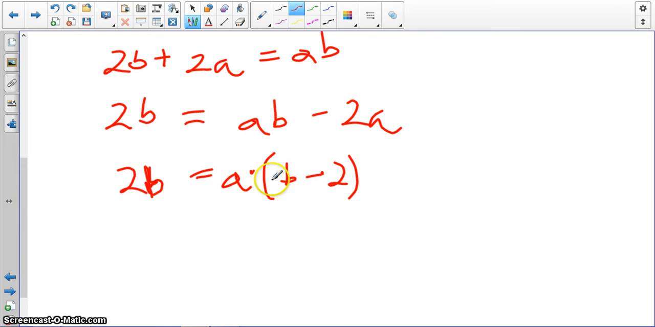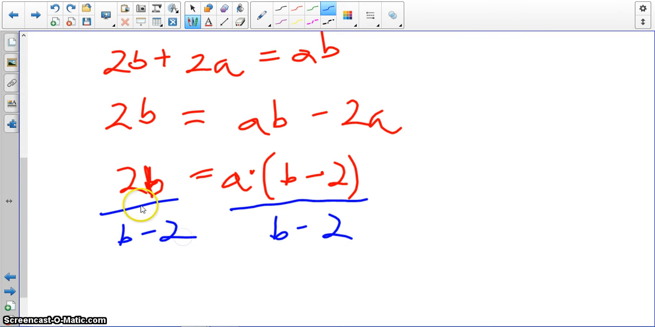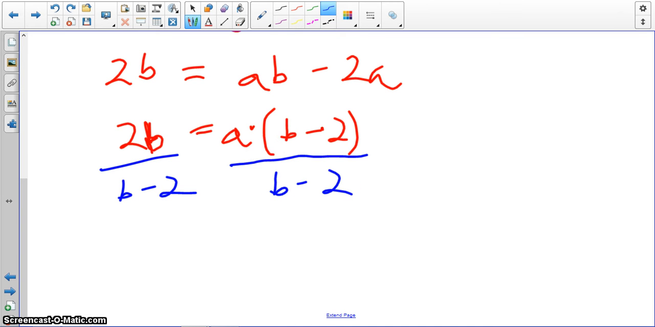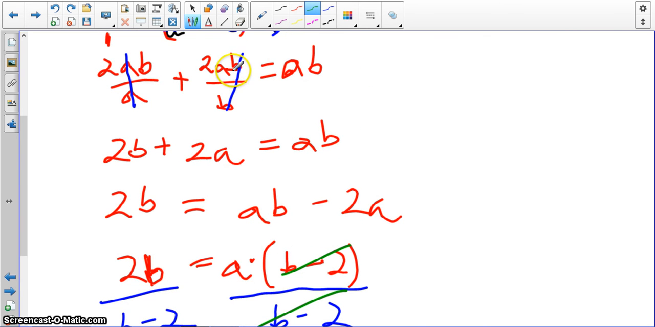It's a times this thing, this whole thing. So guess what? We divide by that whole thing. Okay. And so what are we left with? We're left with a equals, okay, cross, right? b minus 2 and b minus 2. These are two factors. If you have a factor on the top and bottom, you can cross them off and cancel them. Okay? That's what happened here.